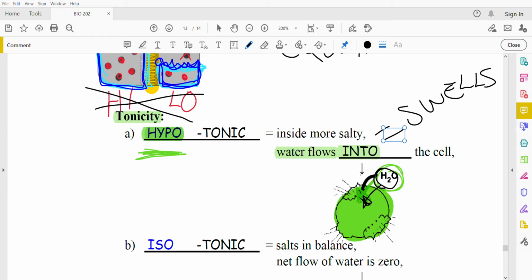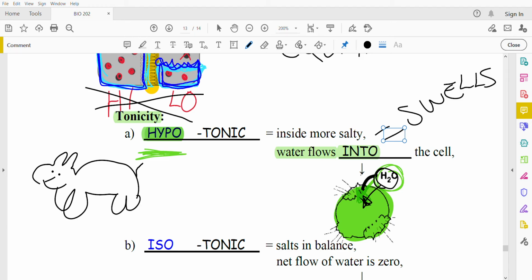And I think that the mnemonic clue that I gave for you was that think of hippos, these animals that are big and swollen. And I'm not the best at drawing hippos. It looks probably more like a pig, but bear with me. So that's our hypocell, big and swollen thing.